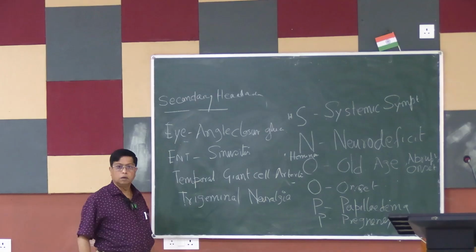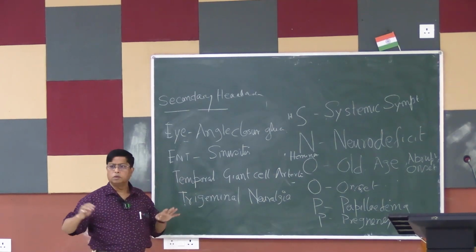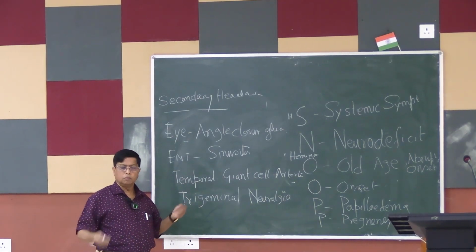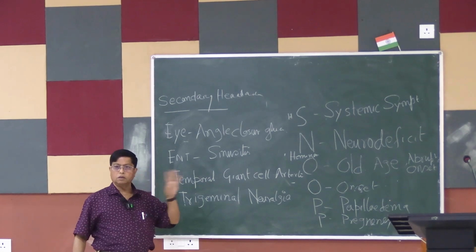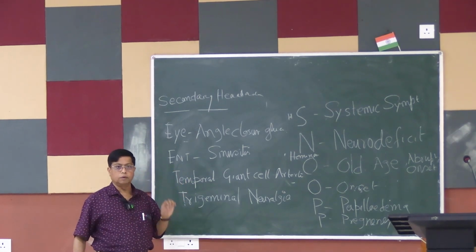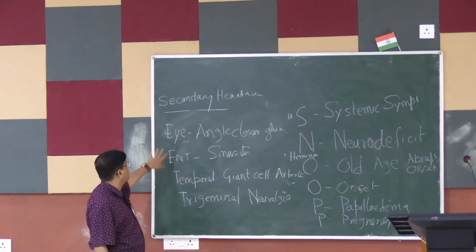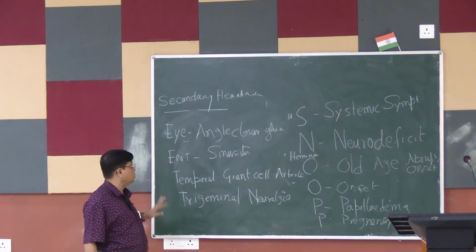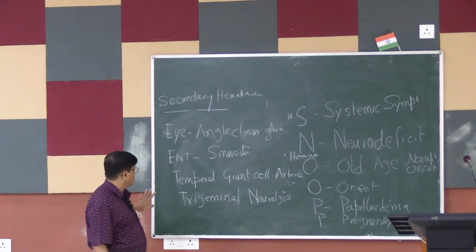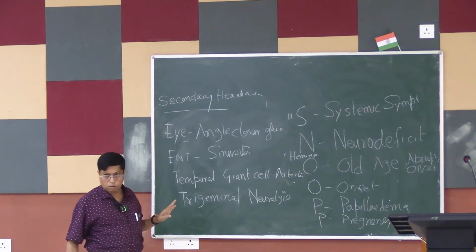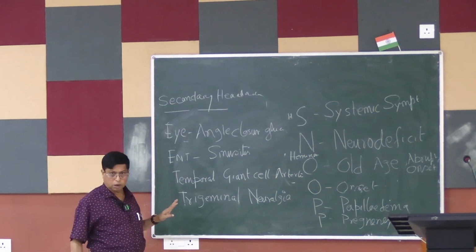Trigeminal neuralgia. These are the important secondary causes. I have discussed mainly a few, but there are several other causes of headaches. But these are the important causes of headaches. You should remember all these things. What I have told previously, and also temporal giant cell arteritis, and also trigeminal neuralgia, you should remember. Trigeminal neuralgia is also a similar type of pain.